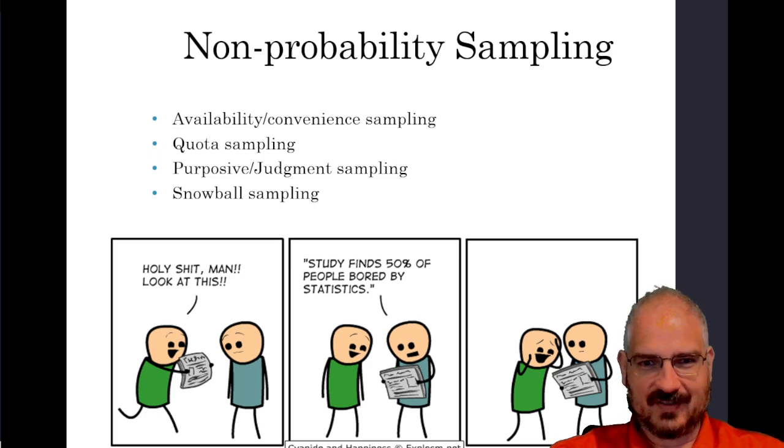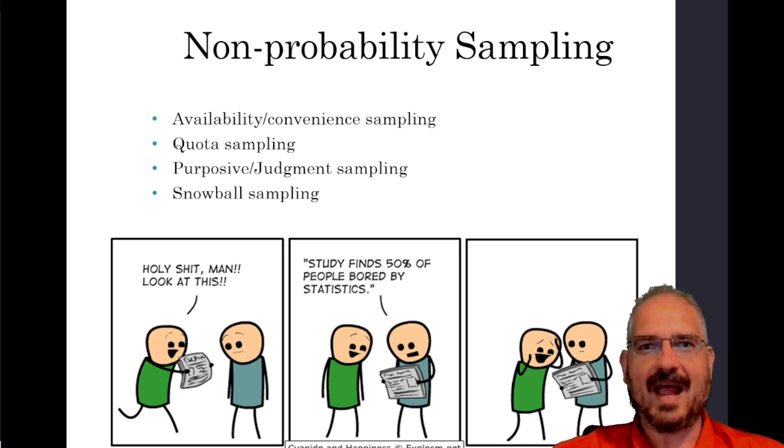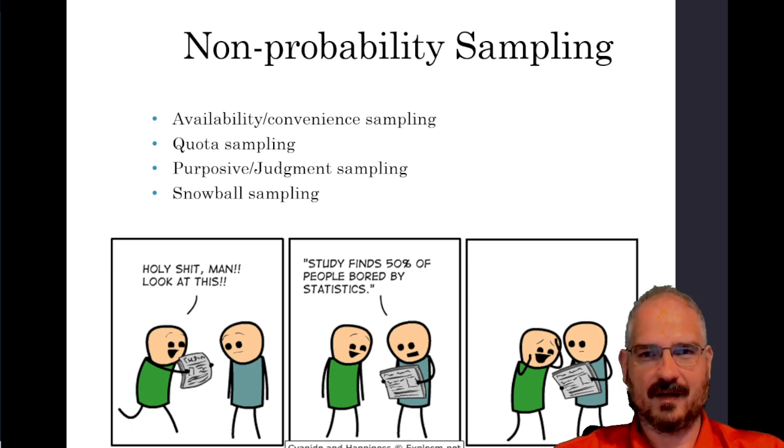Now, non-probability sampling methods. This is where everybody's odds of getting selected to the sample is not equal in any way. Right? And the only real reason to use non-probability sampling methods is when you have to. Okay? Using non-probability sampling is never better than using some kind of probability sampling method. The only reason to use a non-probability sampling method is when you're forced by the situation to use it rather than some kind of probability sampling method, right?